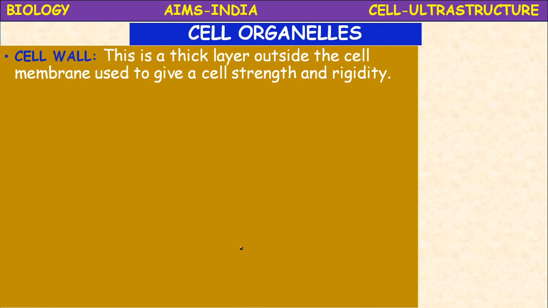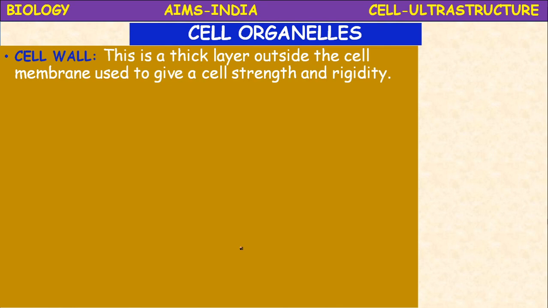Next, cell wall. Next important cell organelle, cell wall. The cell wall is the thick layer outside the cell membrane used to give a cell strength and rigidity. In which organisms is this cell wall present, children? Cell wall is present in plants, bacteria, and fungi. Okay, the plant groups.